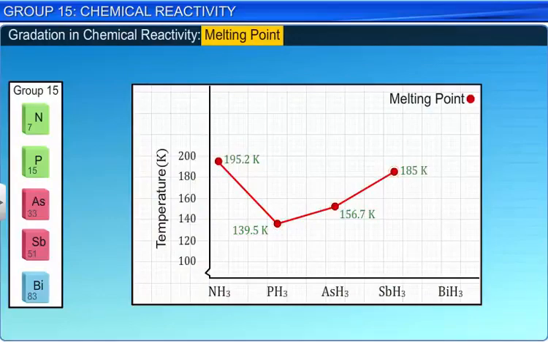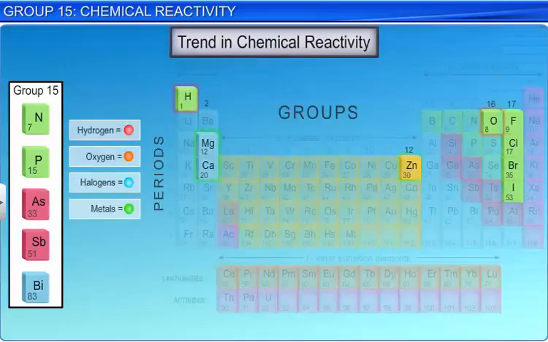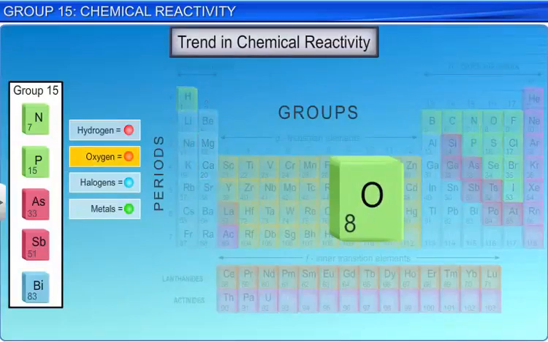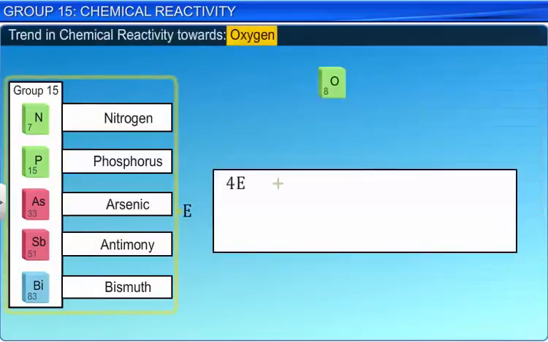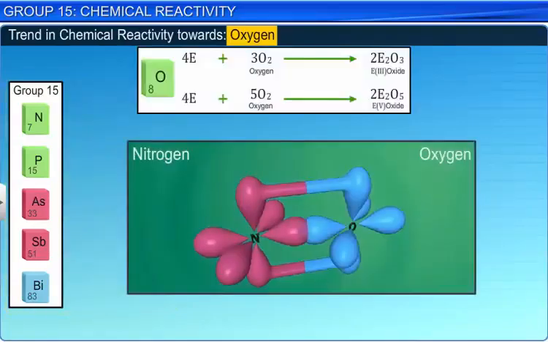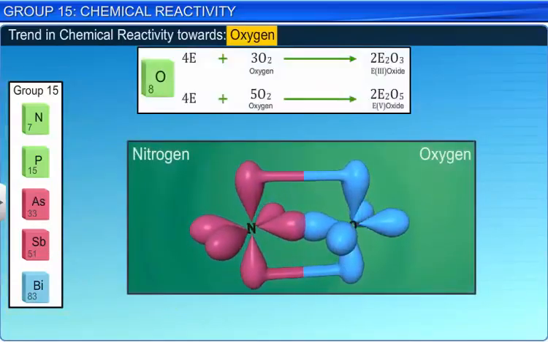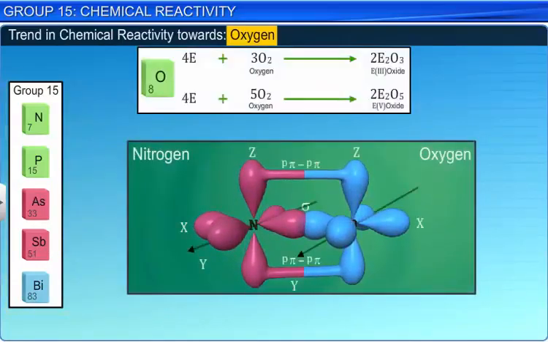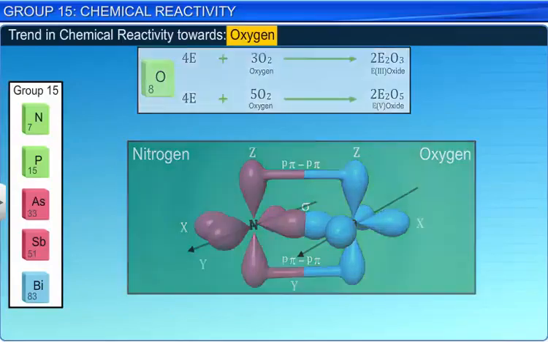Next, let's take a look at reactivity towards oxygen. Group 15 elements form two types of oxides, that is, E2O3 and E2O5. You know that nitrogen shows a strong tendency to form p-pi bonds with oxygen. As a consequence, nitrogen forms a wide range of oxides.